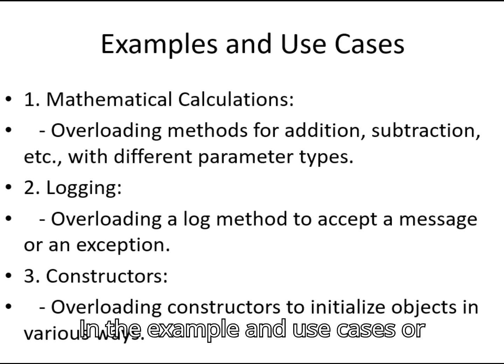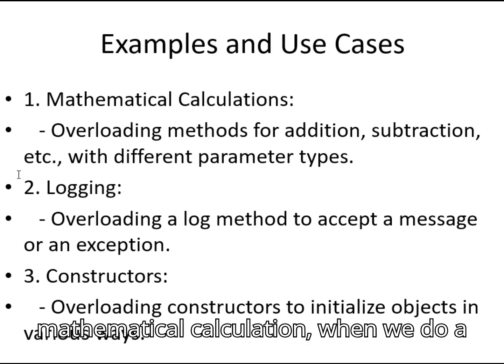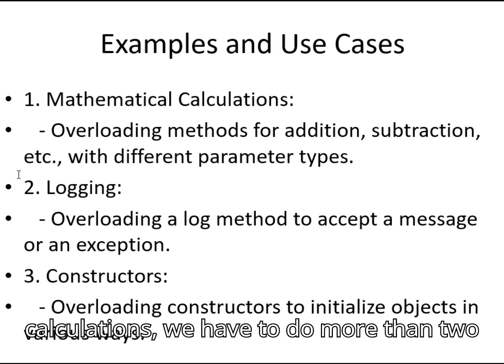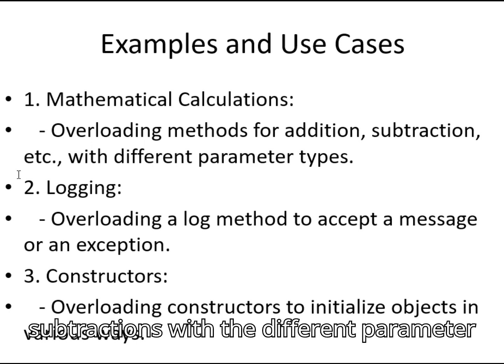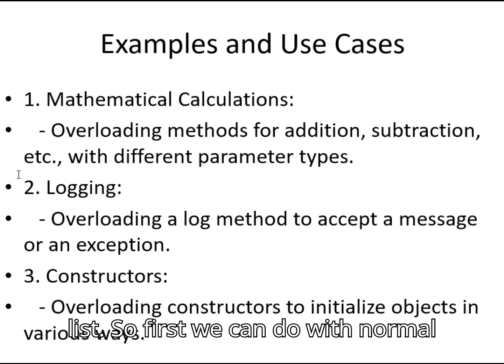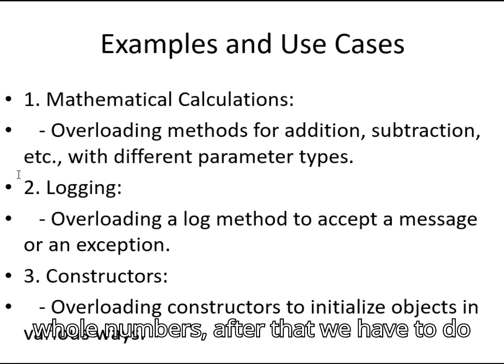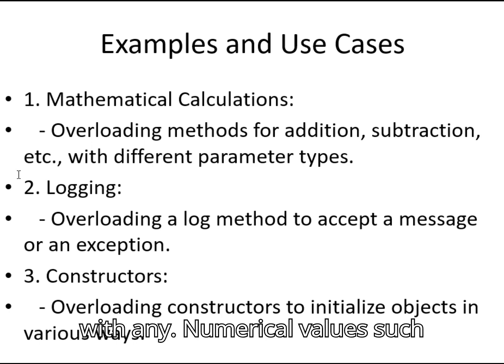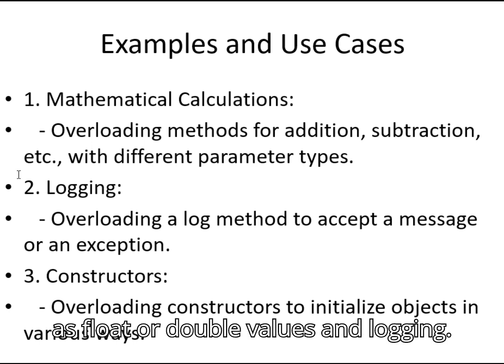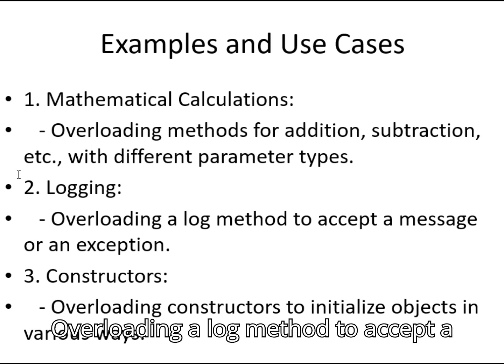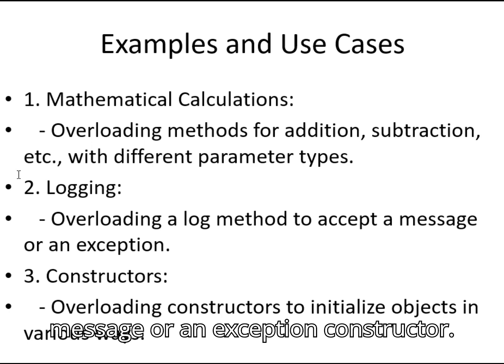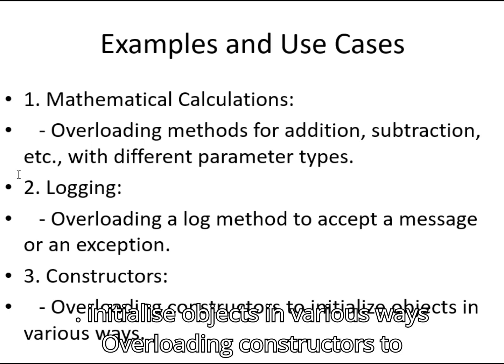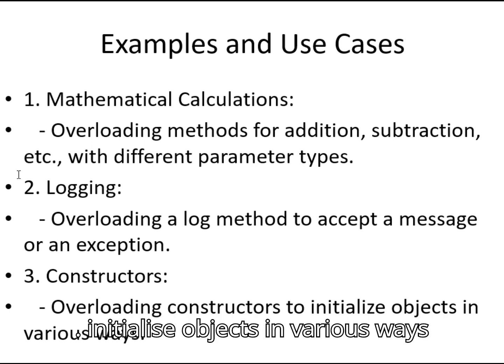The example and use cases are, first, mathematical calculations. When we do calculations, we may have to do two, three or four additions or subtractions with different parameter lists. First we can do it with normal whole numbers, and after that with other numerical values such as float or double values. Second, logging: overloading a log method to accept a message or an exception. Third, constructors: overloading constructors to initialize objects in various ways.